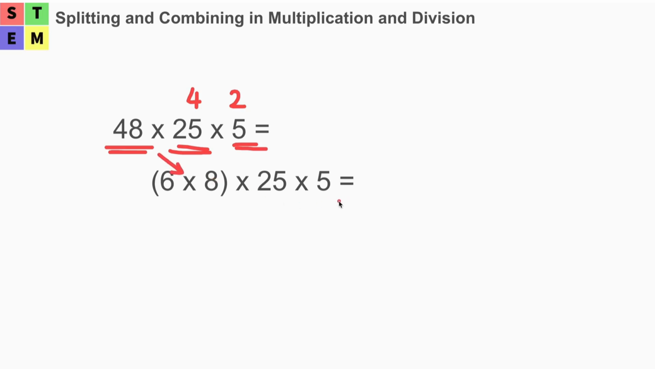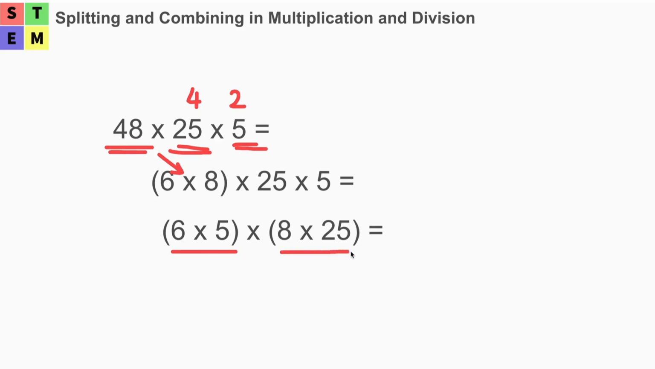6 times 8. Why 6 times 8, right? So we're going to switch the order a little bit, and then we have 6 times 5, which is 30. If you took a look at my previous video about the multiplication table, you will find it's more convenient when you remember those simple multiplications. So 6 times 5 is 30, and we have 8 times 25 here.